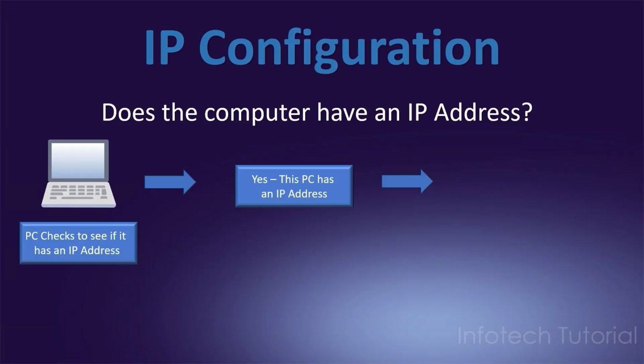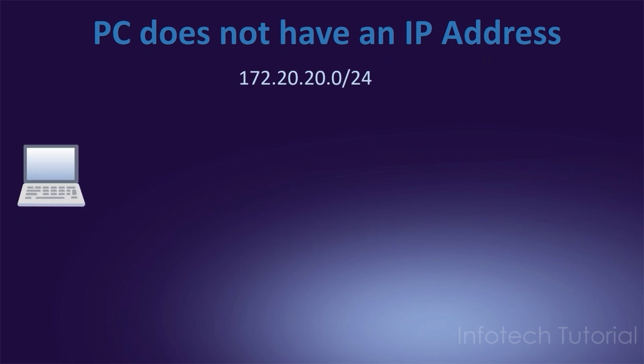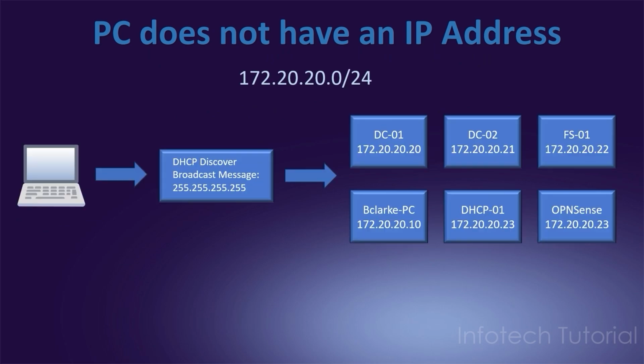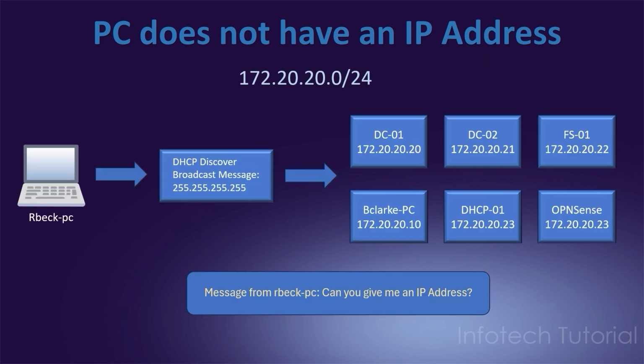Now, this is actually expected because of how networks and DHCP work. You see, when a computer first boots up, while it's powering on and loading the programs, it will check to see if it has an IP address. And if it does have an IP address, then no configuration is required. Now, for a computer that does not have an IP address, what it's going to do is send out what we call a broadcast message to the entire network.